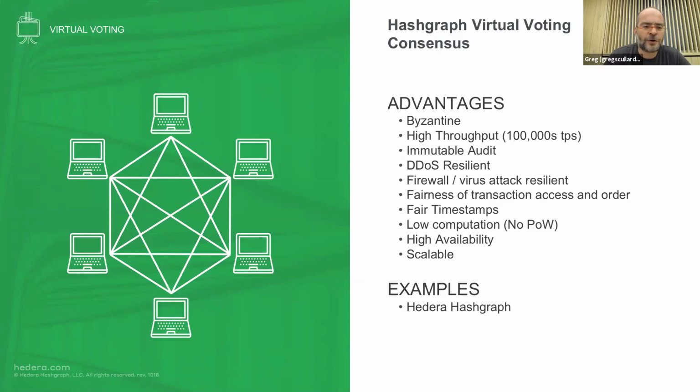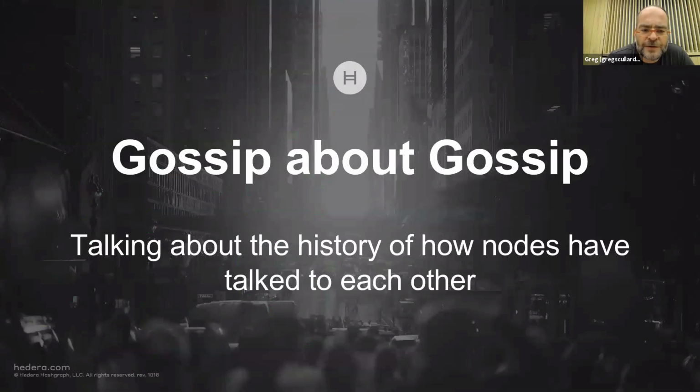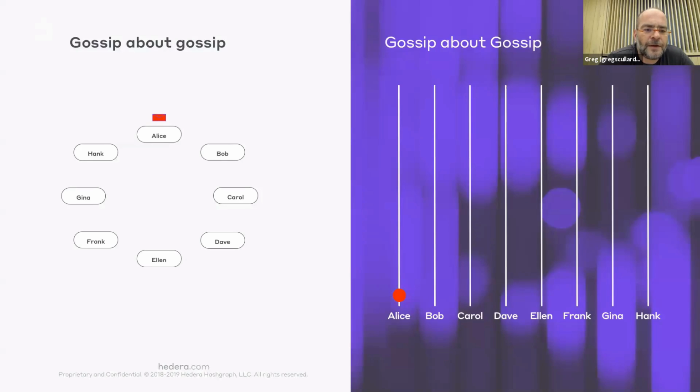So let's look at what underpins this virtual voting. Gossip about gossip is the first layer, if you want. And this is talking about the history of how nodes have talked to each other. So if we look through an example, Alice, which is the topmost circle on the left-hand side, but also the leftmost vertical line, is a node, and she has a message, which we call an event, and she wants to send it to the network.